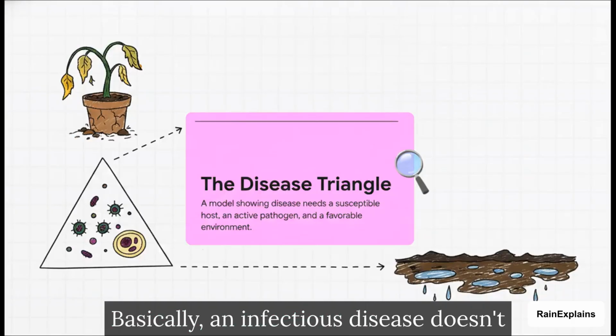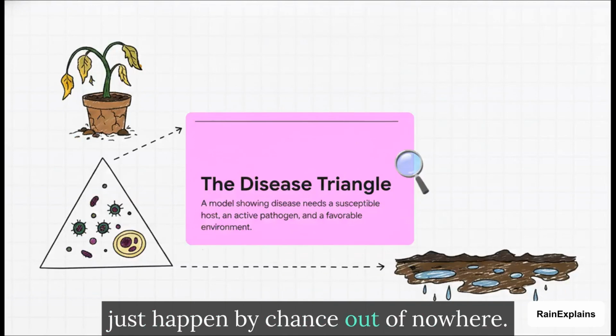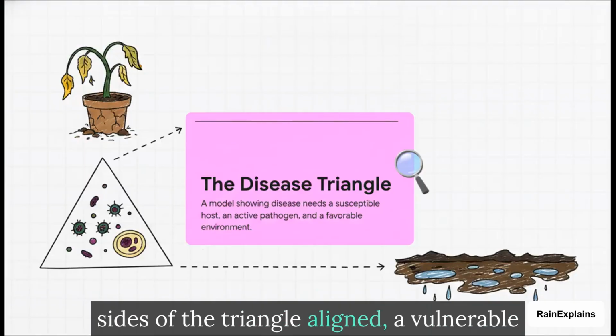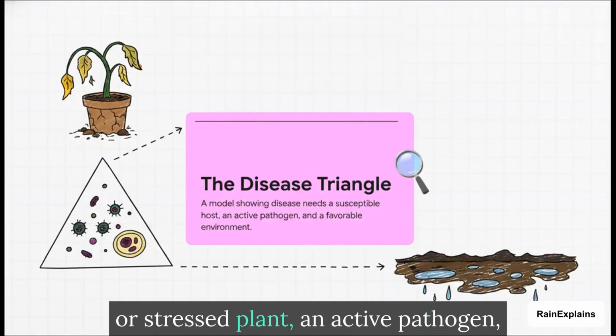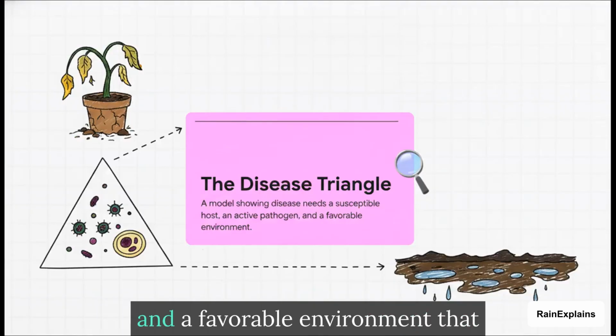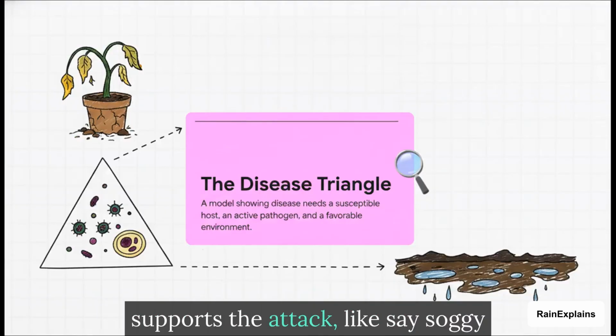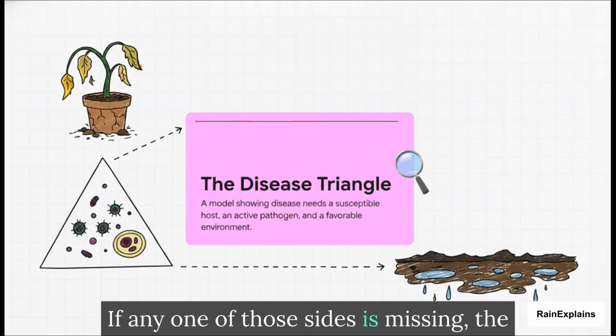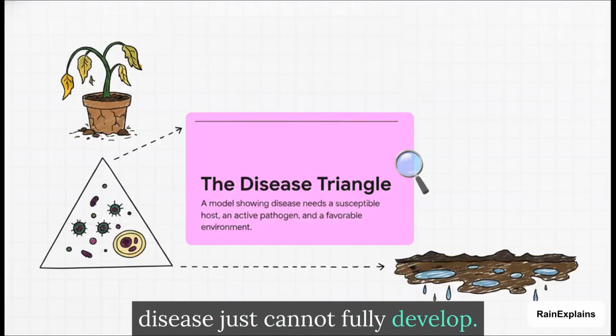Basically, an infectious disease doesn't just happen by chance out of nowhere. It can only take hold if you have all three sides of the triangle aligned: a vulnerable or stressed plant, an active pathogen, and a favorable environment that supports the attack, like, say, soggy, waterlogged soil. If any one of those sides is missing, the disease just cannot fully develop.